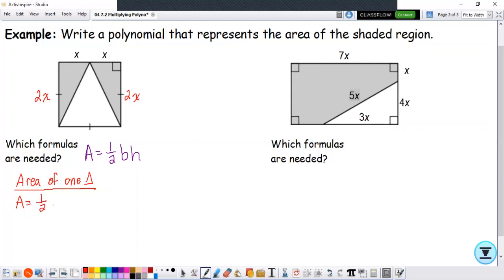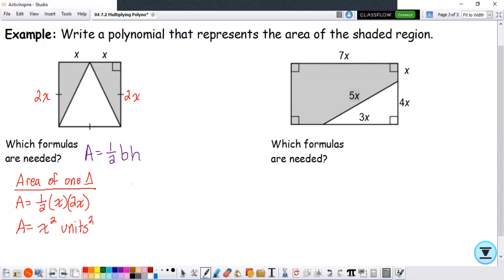One half times, I'm going to say my base is x, and my height is 2x. So really I have 1/2 x times 2x. 1/2 times 2 is 1. X times x is x squared. So the area of one triangle is x squared units squared.